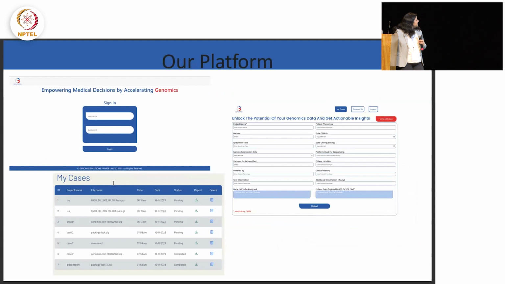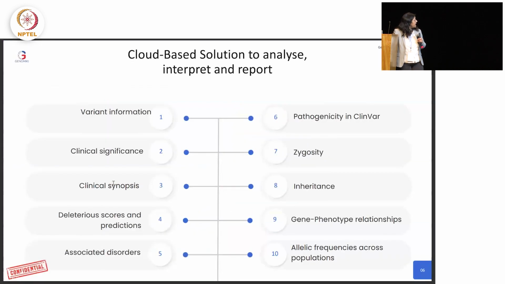These are different screenshots of our platform, which is currently under development. We provide a secure dashboard to a hospital, wherein they upload the raw data set that they get from the sequencing company, and then the final report is provided to them through their dashboard. And these are the different pieces of information, the variant information and various other information, provided to them, which is required by a doctor to identify, analyze, interpret, and finally report the results to a particular patient.